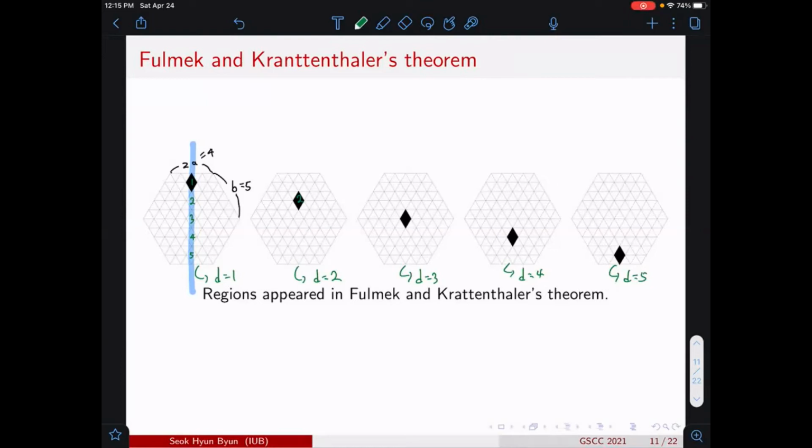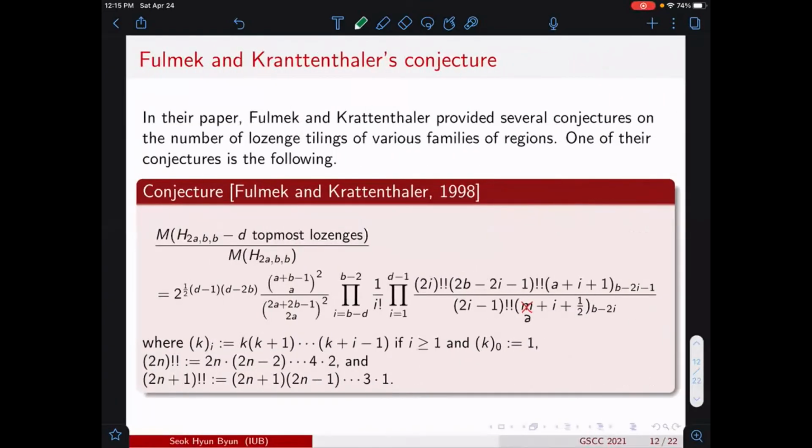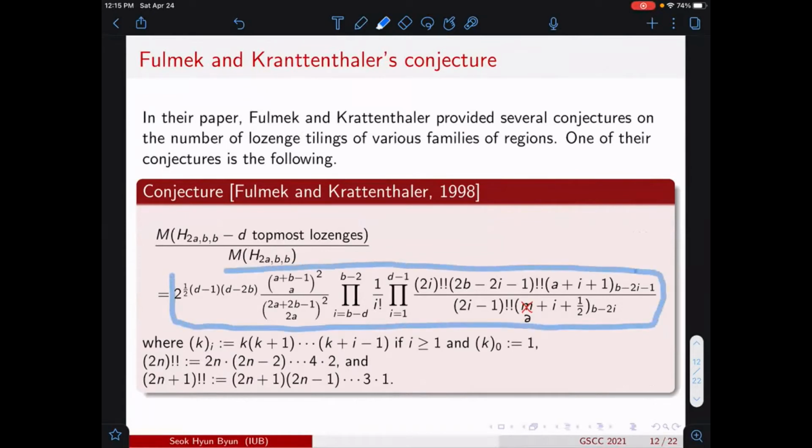But in the same paper, they also conjecture a similar statement. This is the conjecture that they pose in the same paper. So here are also very complicated expressions, right? And maybe some notations are not familiar to you, but here the definitions are provided. And on the left, it is again the ratio, right? And again, the denominator is also known by MacMahon's formula. So in fact, what they conjectured is the number of lozenge tilings of this region.